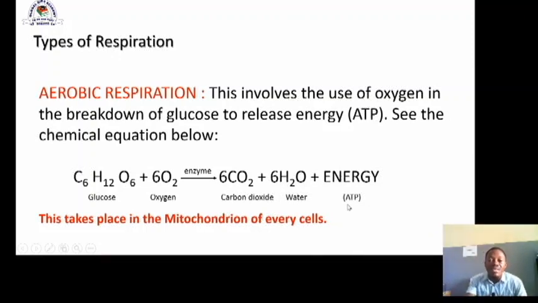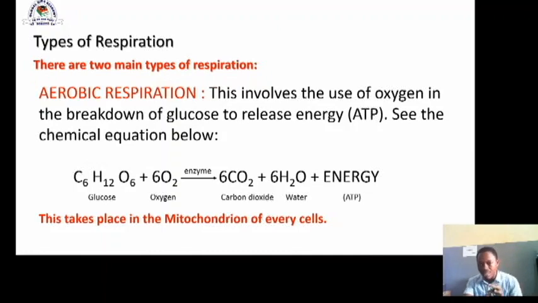Now, this takes place in the mitochondrion of every cell. Mitochondria, I hope you still remember, is an organelle in a cell where cellular respiration takes place, particularly aerobic respiration. And then there are these two types of respiration. One is this aerobic. Now let's check the second one.